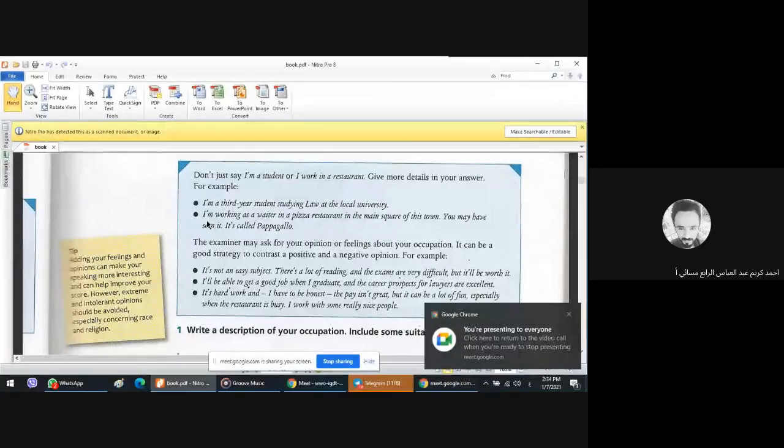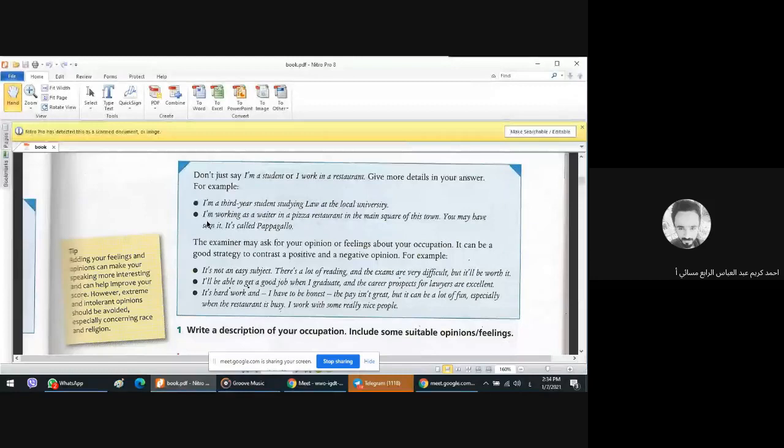Do not just say I'm a student or I work in a restaurant. Give more details in your answer. For example, I'm a 3rd year student studying law at the local university. I'm working as a waiter in a pizza restaurant in the main square of this town. You may have seen it, it is called Babagallo. Yes, very good. The examiner may ask you for your opinion or feelings about your occupation.